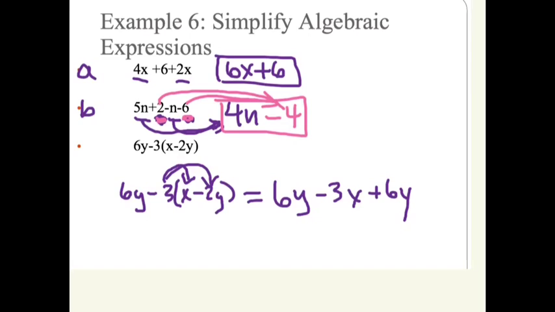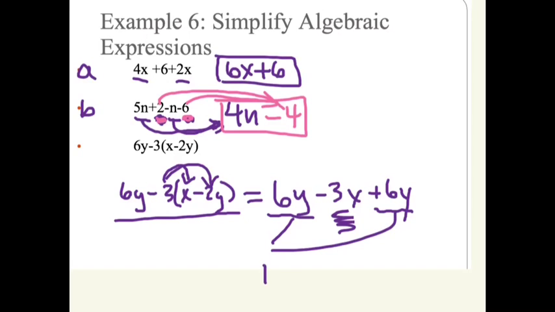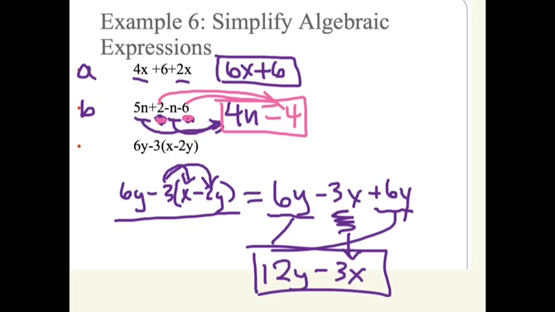And so now that I've gotten rid of the parentheses by using my distributive property, I need to join my like terms together. What are my like terms? I've got a y term here and a y term here, and sadly, this 3x term is alone. So when I join my like terms together, I get 12y. And then this one comes down here, and he's just along for the ride. Can't do much with him. He's a part of our solution, 12y minus 3x.